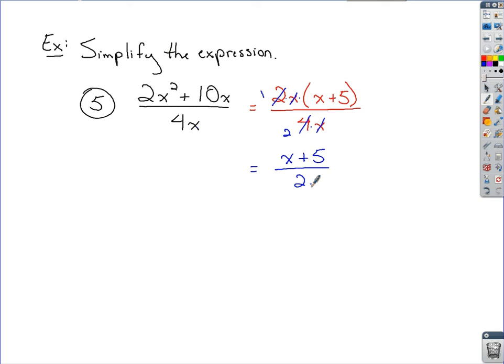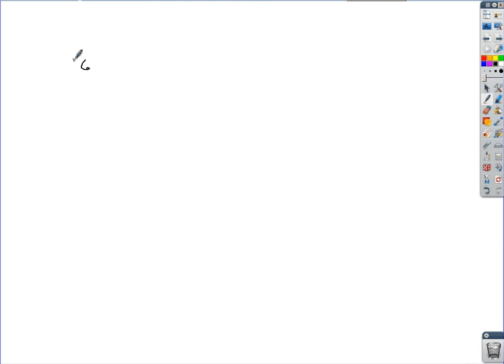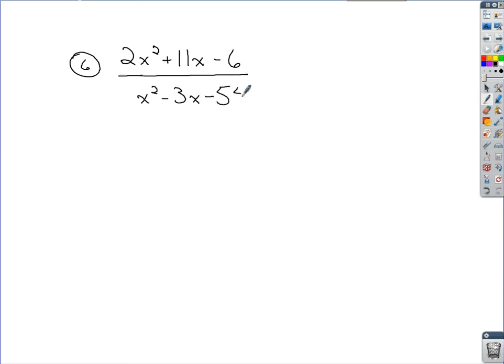So the key to simplifying a rational expression is making sure it's completely factored. Once it is, then you can start canceling things out. If we try another. This is just additional good factoring practice compared to what we were discussing yesterday. Got a quadratic expression, 2x squared plus 11x minus 6 all over x squared minus 3x minus 54.